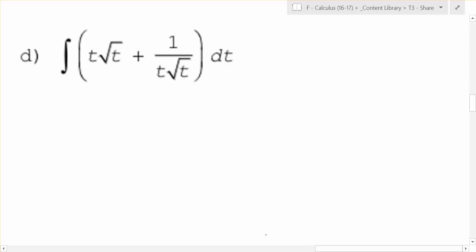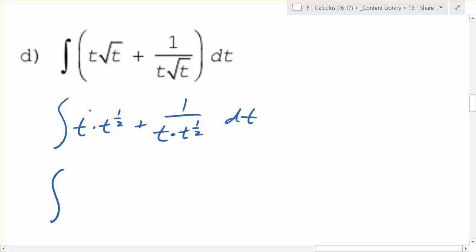It's the same thing as before. Rewrite first. Clean this up first. Square root is what power? 1/2. So this is going to be t times t to the 1/2 plus 1 over t times t to the 1/2, dt. So what's the invisible power right there? 1. So that's going to be t to the what power? t to the 3/2.